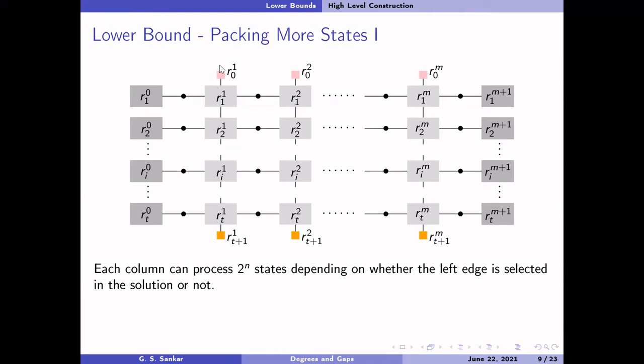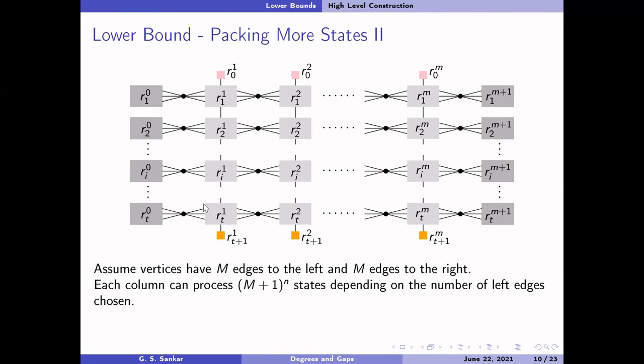So how many solutions can a column process? It can process only up to like 2 to the n states, because you have n edges coming here, and they can only be in 2 to the n states, right? So we want to do something better than this. What we'll be doing is we'll have m edges from each vertex, m edges to the left and m edges to the right. Now, if you look at a column, if you have n rows, it can process something like m+1 to the n states, depending on the number of edges. So in here, here, here, and so on. This is what we'll basically be doing.